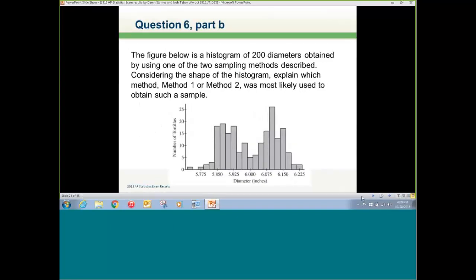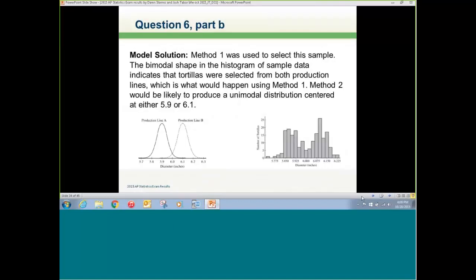Here's Part B. The figure below is a histogram of the 200 diameters obtained by using one of the 2 sampling methods described. Considering the shape of the histogram, explain which method, method 1 or method 2, was most likely used to obtain such a sample.